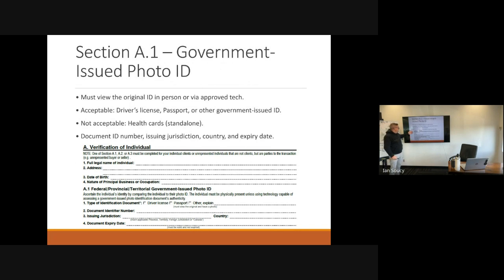So then you have the verification of the individual. You would have the name, the address of where they currently reside, the date of birth, their principal business or occupation. This is one of our most common errors on Fintrac. I'm a manager. Okay, well, I'm a teacher. Okay, that's too vague. You need to say, I'm a teacher for the Ottawa Catholic School Board at St. Mary's School. It needs to be a bit more precise.